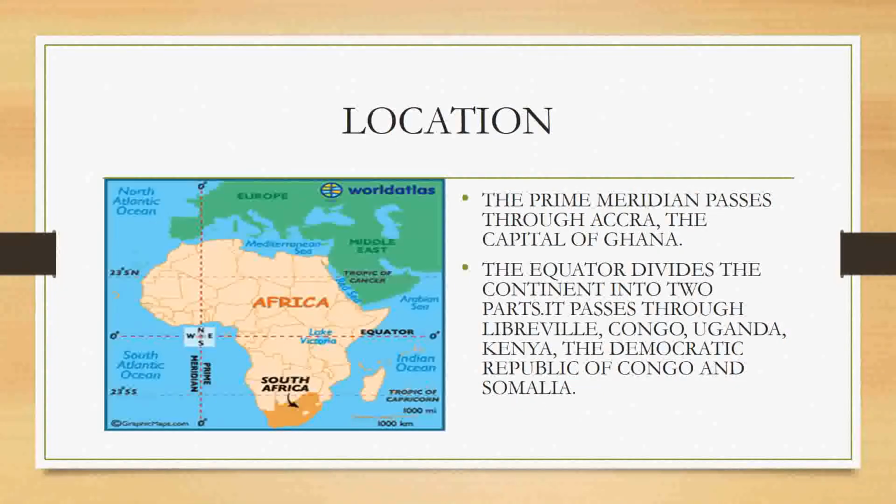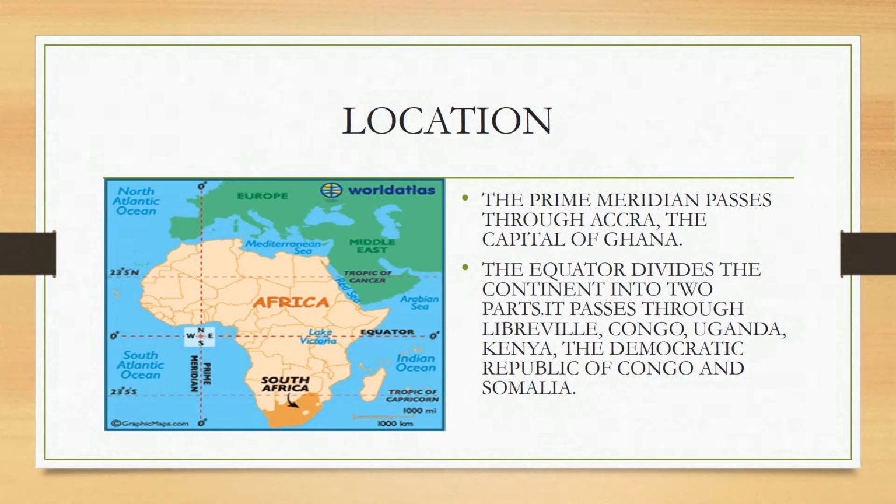Let's continue with location. The prime meridian passes through Accra, which is the capital of Ghana. Ghana is a country in Africa, and you can see a vertical red line which is a prime meridian. It is a 0-degree longitude.